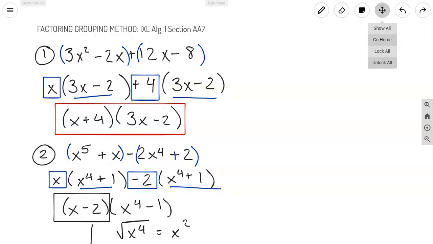Now, factoring grouping method, IXL Algebra 1 Section AA7. This is what you need to complete that is related to grouping.